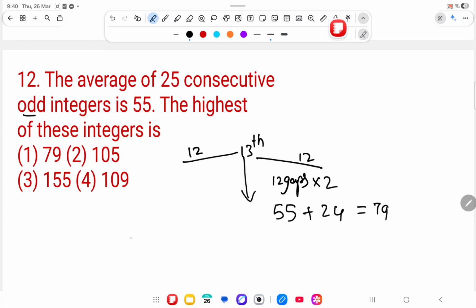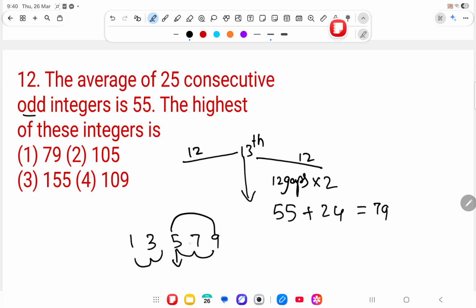If you have a doubt, take a small number. 1, 3, 5, 7, 9. What is the average of all this? 5. Suppose there are 5 numbers. What is the highest number? Among the 5 numbers, the middlemost is 5, and there will be 2 numbers to the right and 2 numbers to the left.